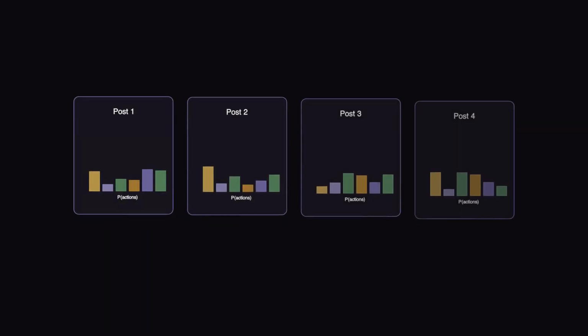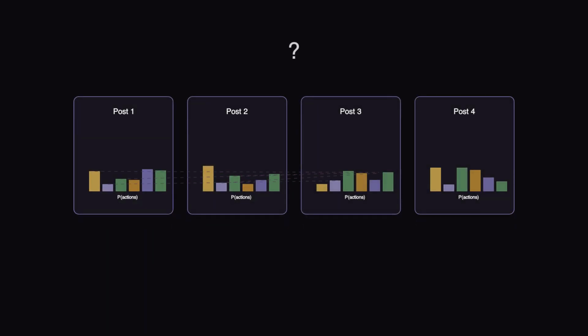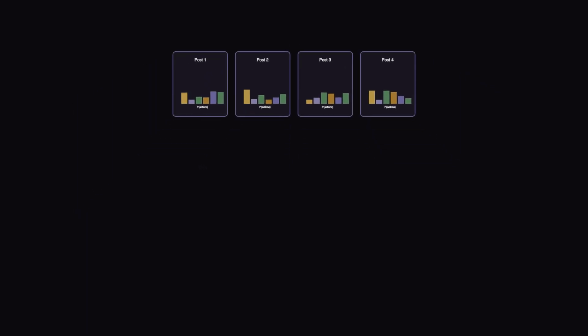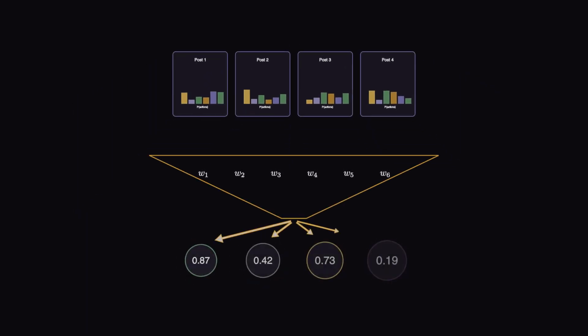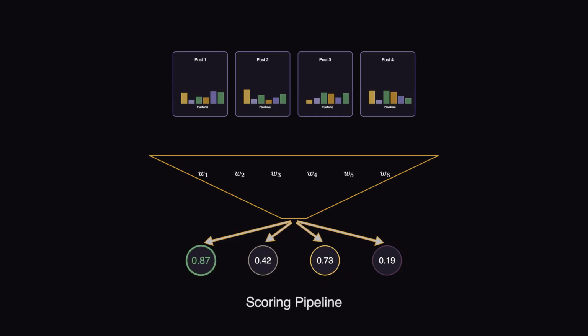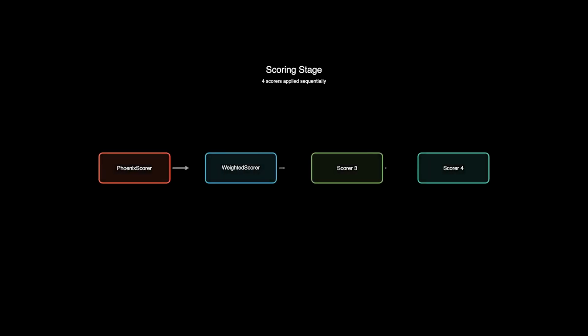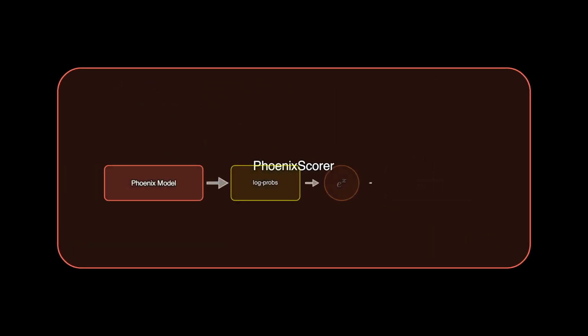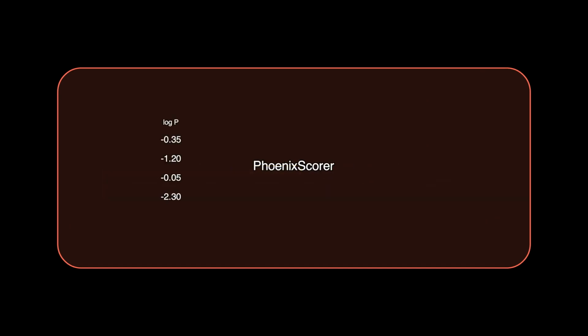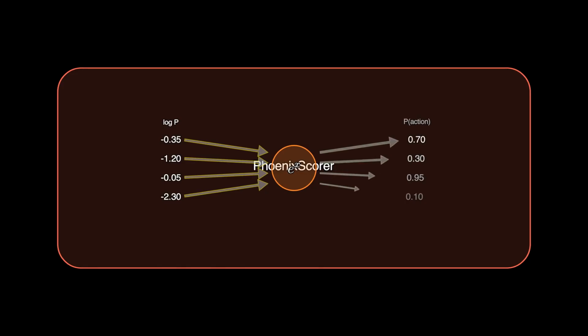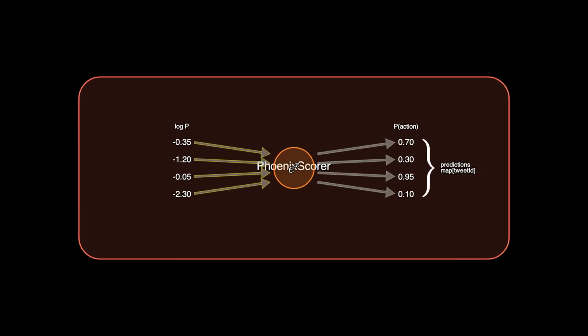Having all these predicted probabilities is powerful, but they need to be combined into a single number to rank posts against each other. That is the job of the scoring pipeline. The scoring stage applies four scorers sequentially. First, the Phoenix scorer calls the Phoenix ranking model and attaches predicted engagement probabilities to each candidate. It builds a predictions map keyed by tweet ID, extracting action probabilities from logprobs via exponentiation.